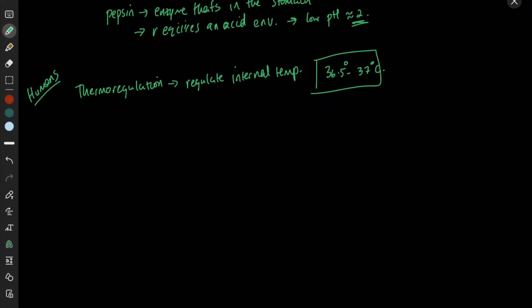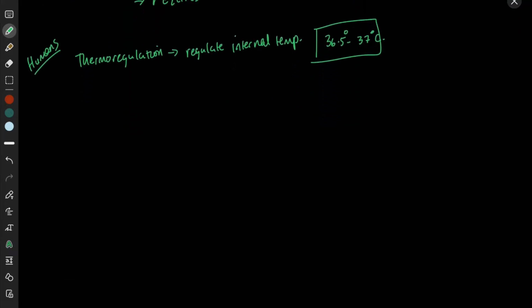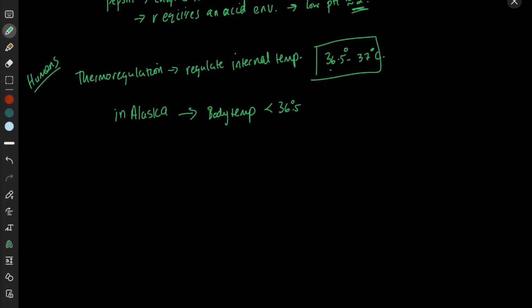So what happens when it dips below or when it goes up? For example, let's say that you're in Alaska, in the dead of winter. So it's really cold. What's going to happen? Your body temperature is going to start dropping below that 36.5 to 37 degree range. And we don't want that, right? Because we have to maintain our body temperature within this specific range so that our cells can function properly, so that our enzymes can function properly, and so on and so forth.